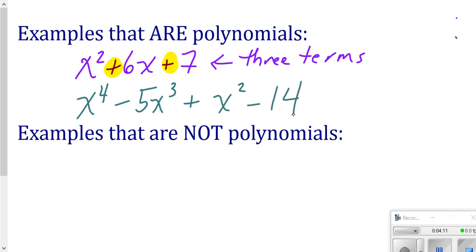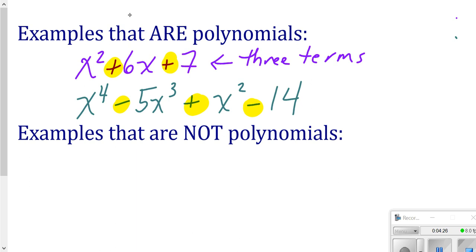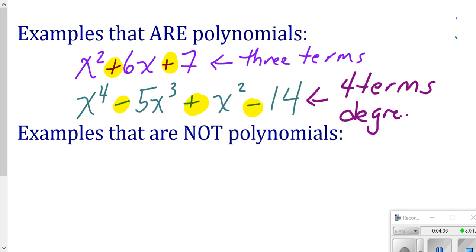Okay, so this is something that has, think about it, how many terms does this have? If you said 4 in your head, that is exactly right. All these addition and subtraction signs are the separators between terms. So this guy would have 4 terms. And the degree that we would say it has is also 4, but because of this 4, not because of how many terms it has. Whereas in the previous problem, we would say that that has degree 2.